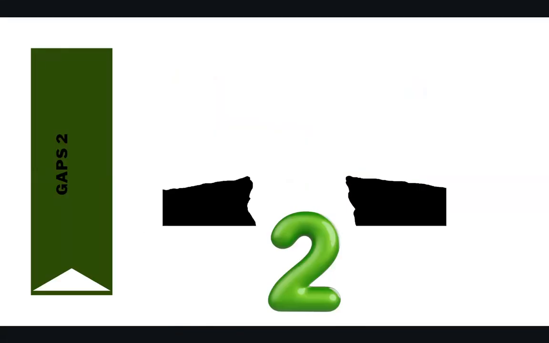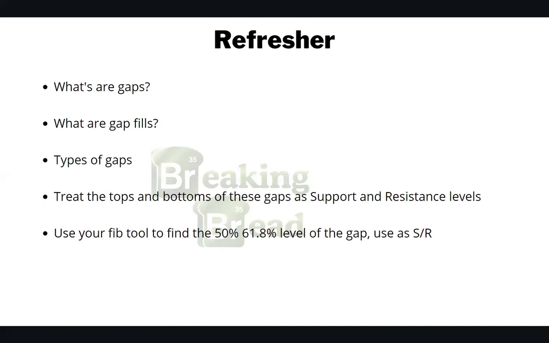Alright, so gaps 2. Let's do a quick refresher about some of the things I spoke about in the 2 videos prior. If you haven't had a chance to watch those videos, please take time to do so. But some of the things I talked about in those videos were: what are gaps, what are gap fills, the types of gaps, treating the tops and bottoms of these gaps as support and resistance levels, and then I showed you how to use your fib tool to find the 50%, the 61.8 level of these gaps, and we use those levels as support and resistance as well.